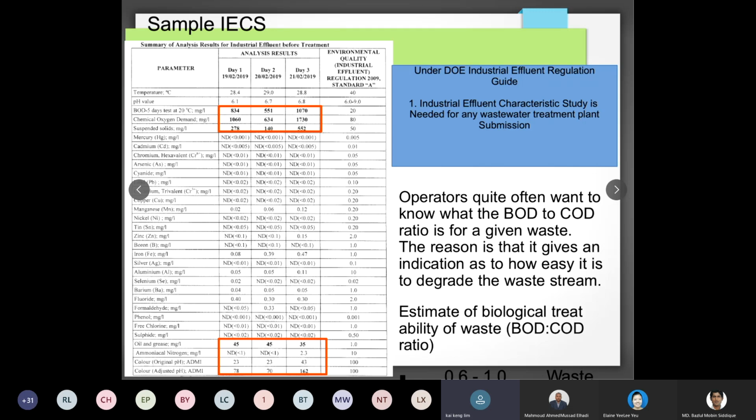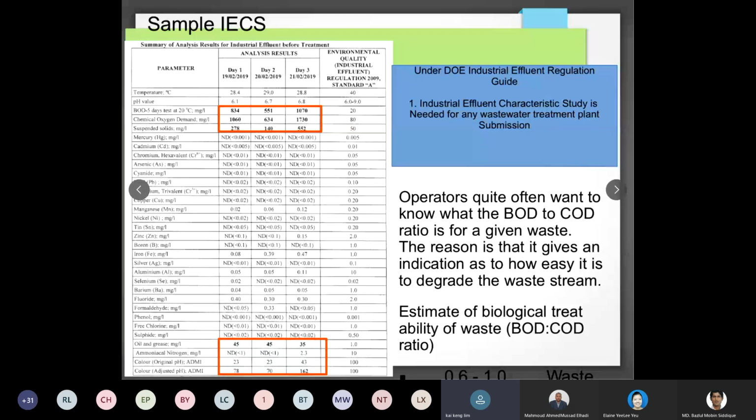If you look at it here, we have day number 1, day number 2, and day number 3. So for 3 days, you collect every hour, you put it into one container to make one mixture of a composite, and then you send it to the laboratory within 24 hours to make sure the pollutants are not degraded.